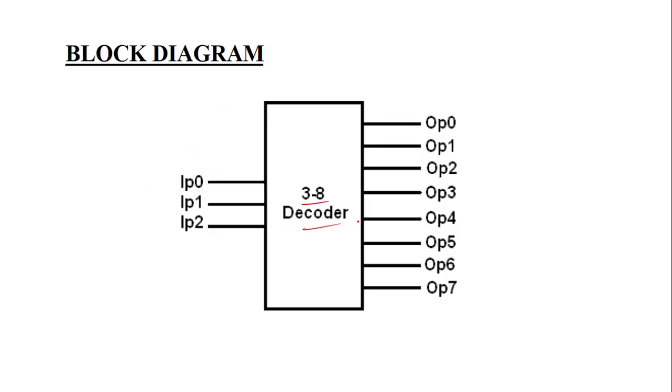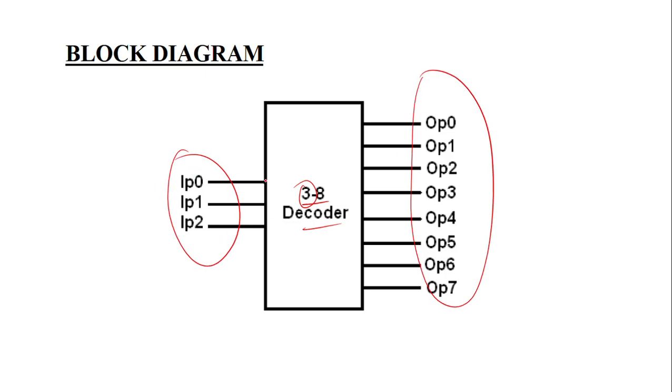So the 3 to 8 decoder is one of the combinational circuits. It has 3 inputs and 8 outputs. When you give the 3 inputs, we get 8 combinations. For each of the 8 different combinations, one of the outputs is going to be selected. In a multiplexer or demultiplexer we have select lines, according to which the input is selected to the output. But here, according to the input combination, the output is going to be selected.